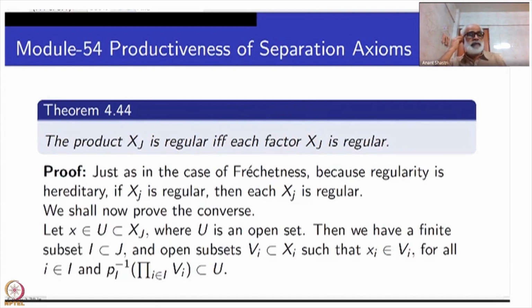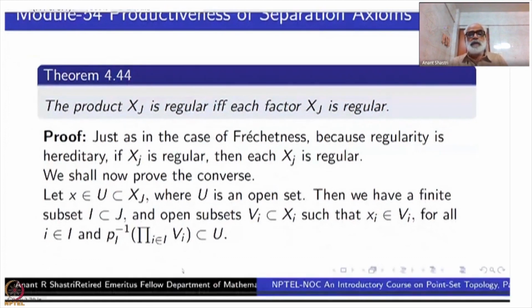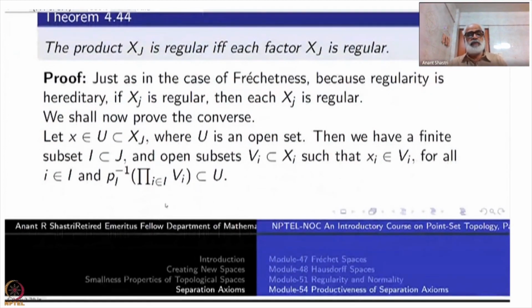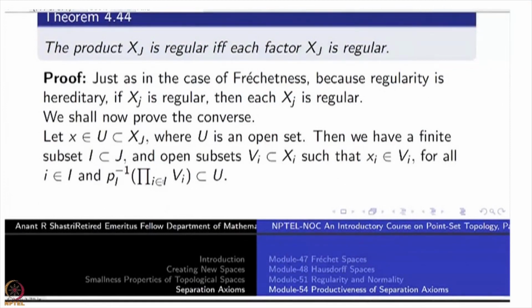So actually regularity can be checked by just using basic open sets. If I show that inside it I can get another open set, say W, such that W bar is contained inside this one, then it is the same thing as doing it for U. So you could have assumed that U itself is a basic open set. That's all.